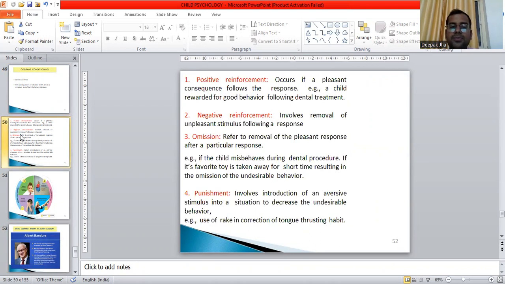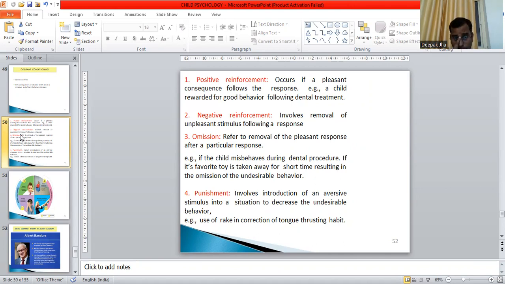There is something called positive reinforcement. It occurs if a pleasant consequence follows the response. Example, a child rewarded for good behavior following dental treatment. So what actually happens is, a child came to you and during the first visit only, or during the second visit only, the behavior of the child was good, and you could perform whatever dental treatment you wanted to do.